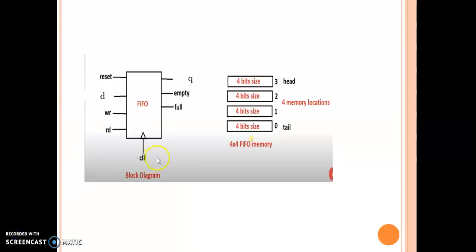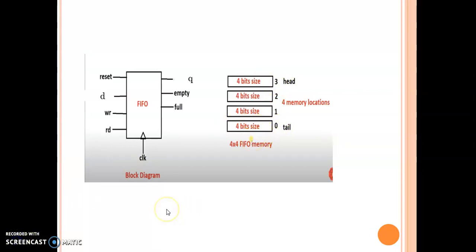As we know, we are going to implement 4x4 FIFO memory. What does this 4x4 mean? The first 4 indicates there are 4 locations and the second 4 indicates there are 4 bits in each location. You can see here 0, 1, 2, 3. 4 locations are there and in each location we have 4 bits.